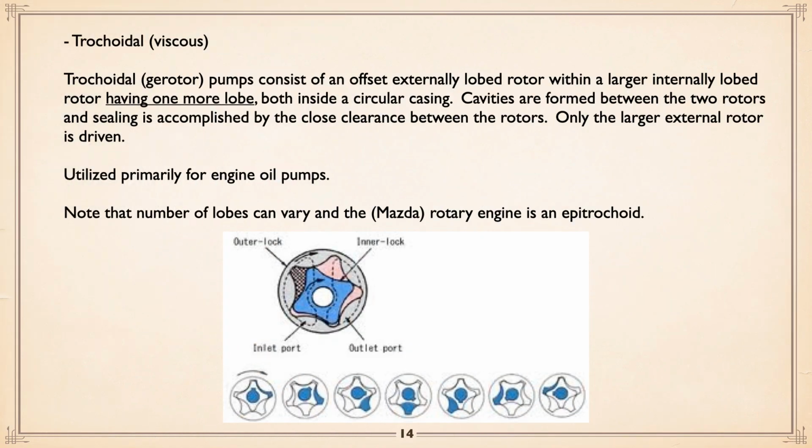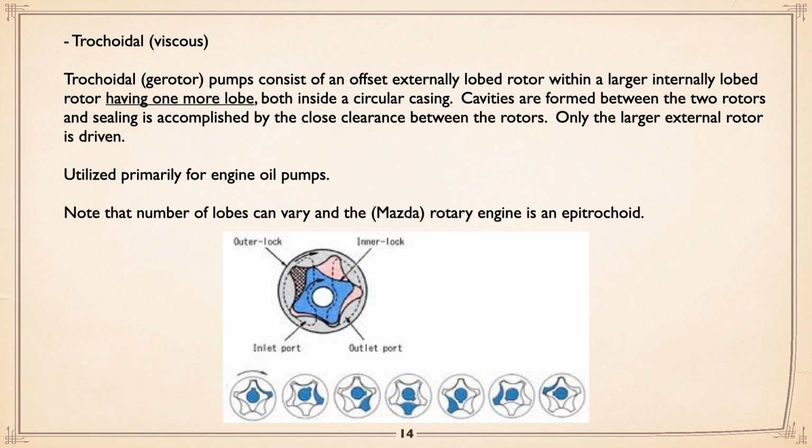On a similar vein, we have trochoidal pumps, which are again used for viscous fluids. They come in different numbers of lobes, and basically, again, they seal a chamber around the outside while things are sealed at the top of this thing. They're primarily used for engine oil pumps, and the number of lobes can vary. Believe it or not, it's somewhat related to the rotary engine like Mazda uses, which is considered an epitrochoid.